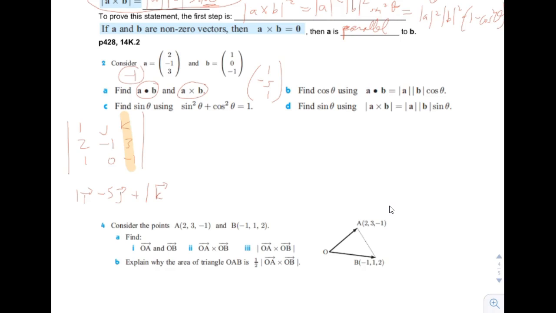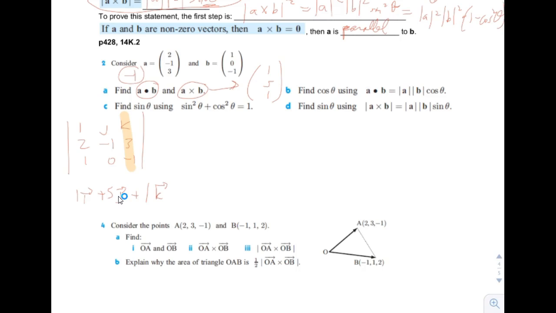So one mistake here. Again, the middle element needs to be subtract. So actually, instead of minus 5, it would be plus 5. So our final answer would be 1, 5, 1 is the cross product of A and B.